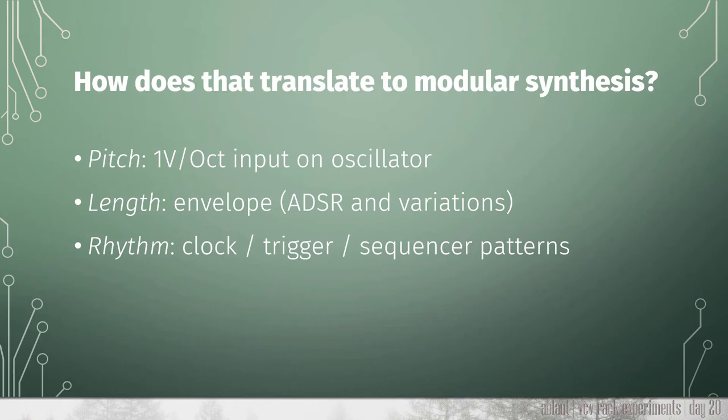One thing is, we have a module called a quantizer. A quantizer takes in whatever voltage you send into it and will output the closest pitch of the scale that you set it to. Great. So now we get random input translated into notes in a scale. So, we get a melody coming out of our oscillator.